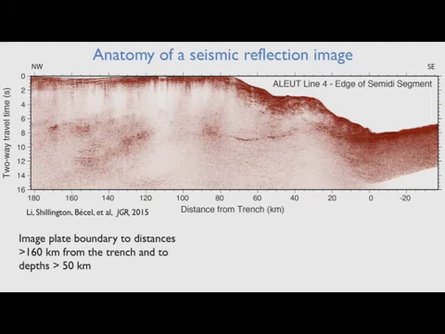All right, so here is a seismic reflection image. It's from Alaska again, and it's across offshore of the Alaska Peninsula. I want us to just have a chance to look at this together and understand what's in here. So again, we're looking at two-way travel time and distance from the trench. So here's the seafloor. This is the trench.